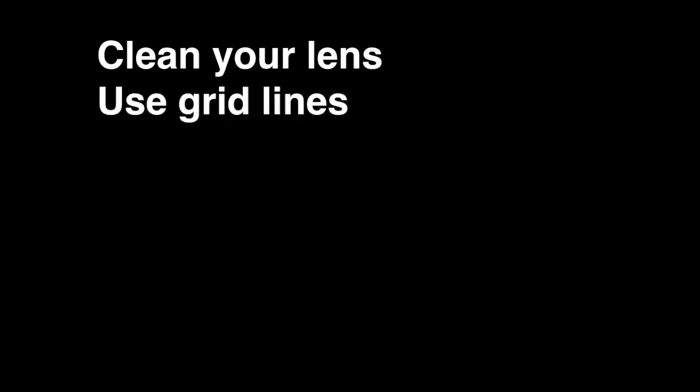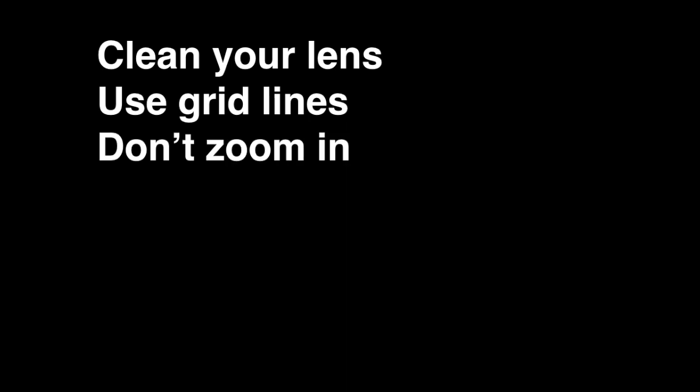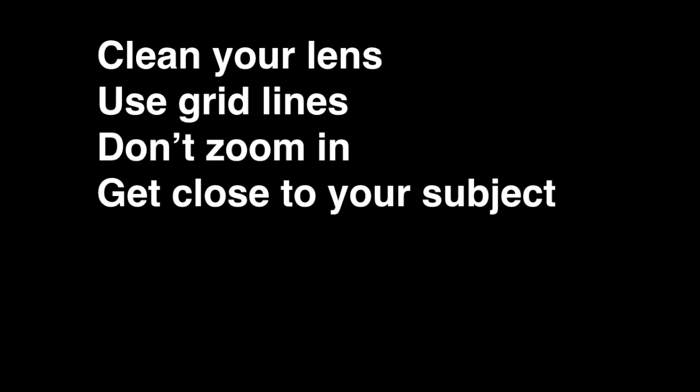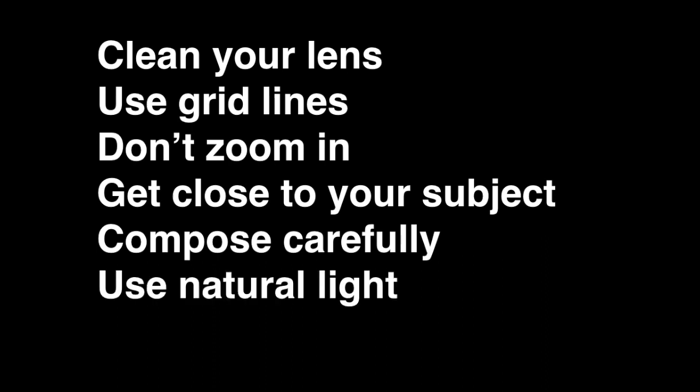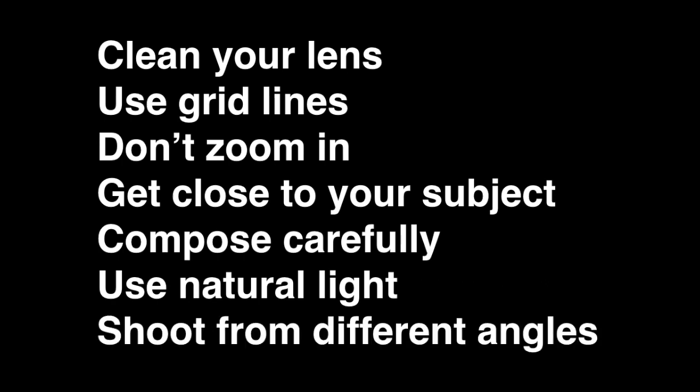Okay. So just to recap, before you start photographing, clean your lens. To help with composition, use the camera grid line function. Unless you've got a proper zoom lens or two lenses, don't zoom in. Get close to your subject and fill the frame. But compose your shots carefully. Don't cut off important information. Where possible, use a natural light source to light your subject. And take lots of photographs of the same subject from different angles.